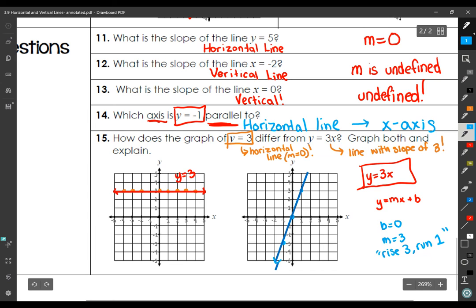So there clearly is a difference, right? This is y is equal to 3x, and this is y is equal to 3. So it's important that you understand the difference.